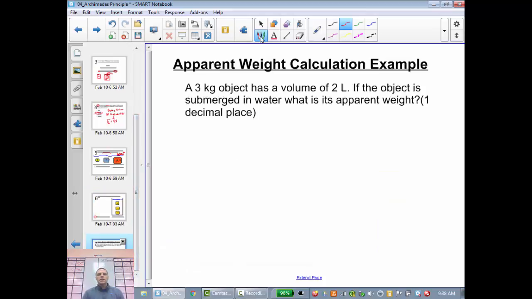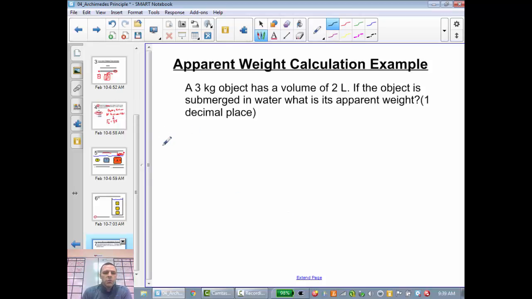The final thing that I'd like to do in this lesson is show you how we can use this idea of Archimedes' principle to calculate what we call the apparent weight of an object in a liquid. So let's read through this example together. A 3 kilogram object has a volume of 2 liters. If the object is submerged in water, what is its apparent weight? Or how heavy would it be if it were in the water?